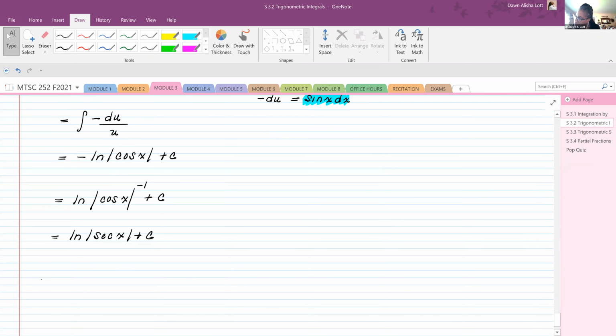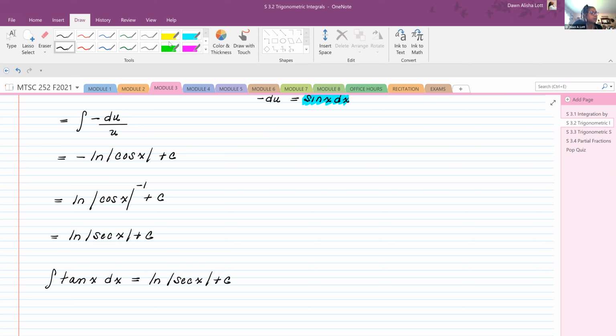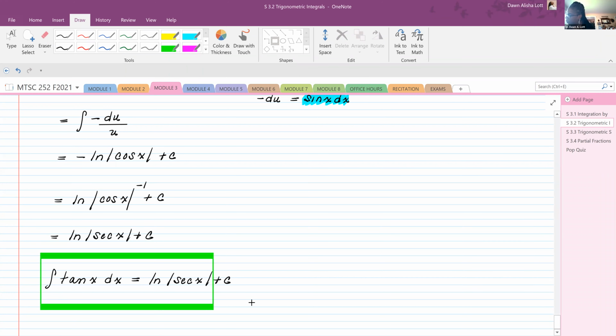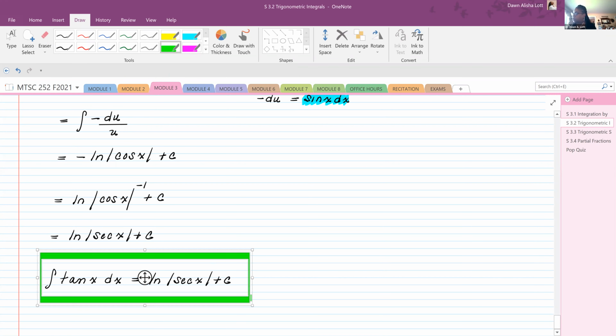So therefore, the integral of the tangent of x dx is the log of the absolute value of the secant of x. And unfortunately, that is all that we will be able to do today. We will have much more fun with this tomorrow.